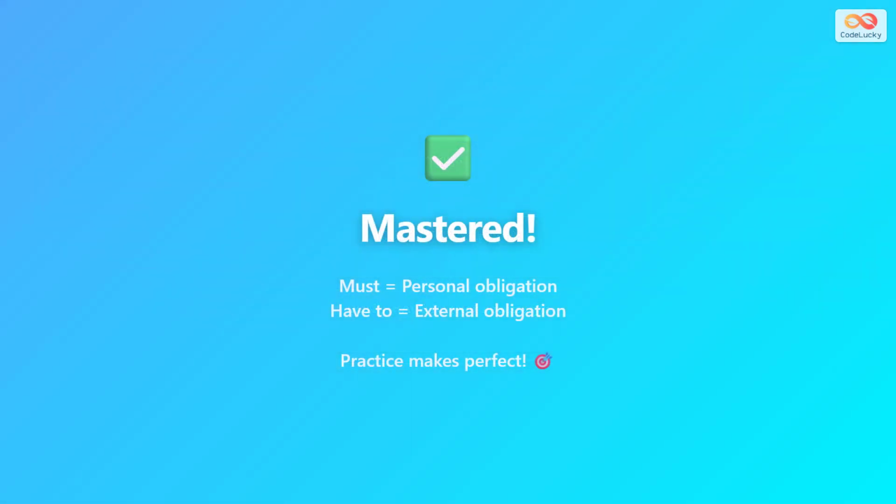To sum up, must is for personal obligation and have to is for external obligation. Understanding these differences helps you speak English more clearly. Keep practicing these forms, and soon you will master their use perfectly.